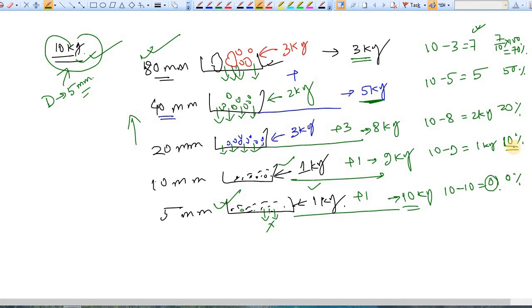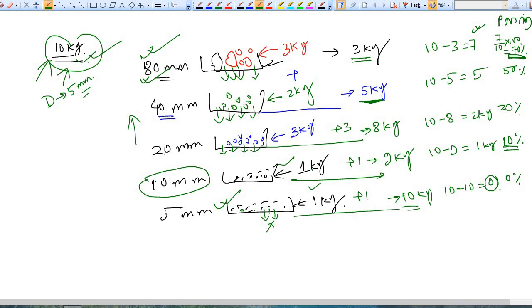So what does the value indicate? 10% is the weight of the total soil which passed through this particular size. Or if we say 70% passing, it means in this soil there is material which is 70% by weight that can pass through this size.